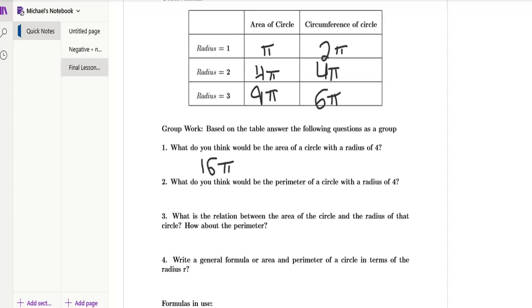All right, the perimeter one might be a little bit easier to see. So it's going up by 2's, right? The first one was 2 pi, the second one was 4 pi, third one was 6 pi. So the next logical step, when you increase the radius by 1 more, you'd probably think it's 8 pi, right? What do you think the relation is between the area of the circle and the radius, and what about the perimeter with the radius?